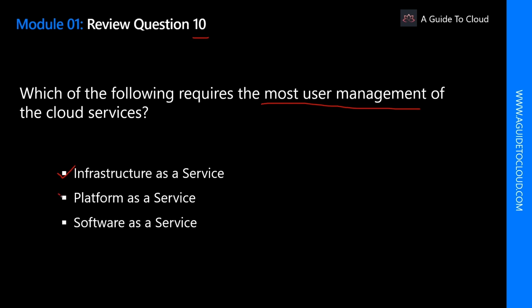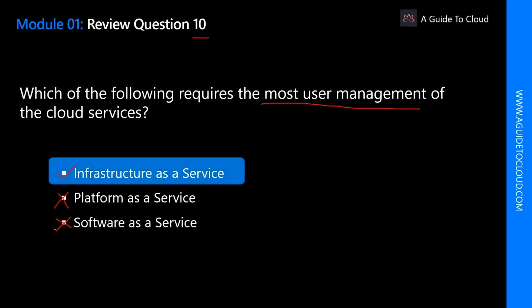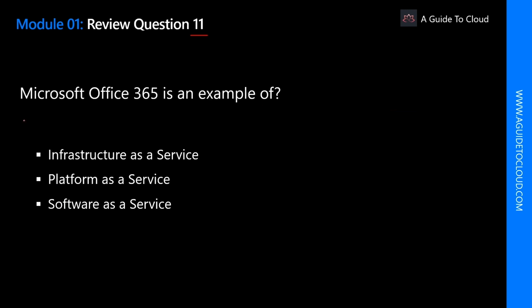Is it platform as a service? No. In the platform as a service, you only manage your data and application. Is it software as a service? Absolutely, again, no. So the correct answer is infrastructure as a service, because that requires the most user management of cloud services. Microsoft Office 365 is an example of, we are trying to find out what type of cloud model is Microsoft Office 365. Is it infrastructure as a service? No. Exchange on-prem is an infrastructure as a service.